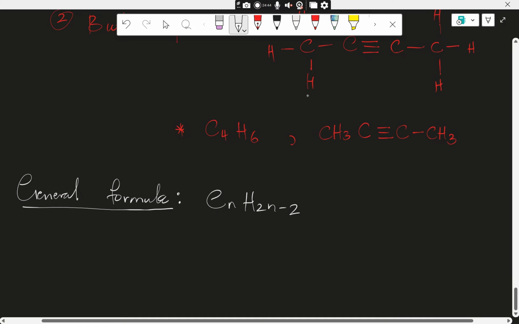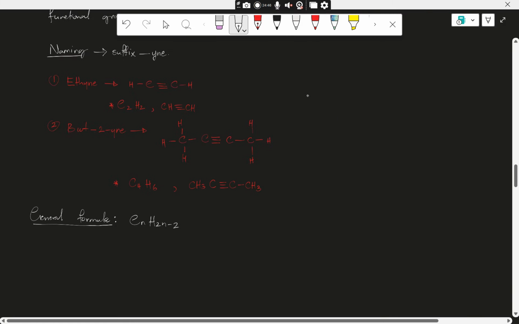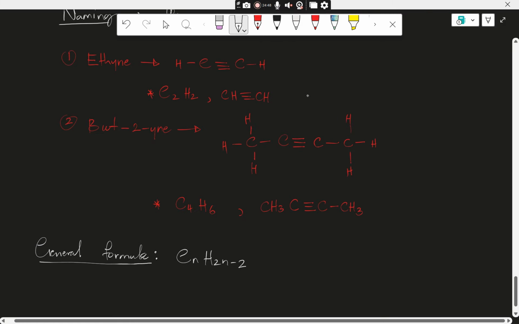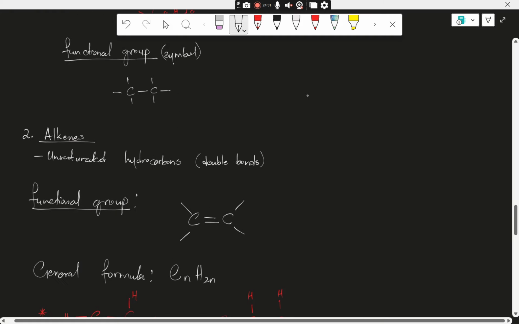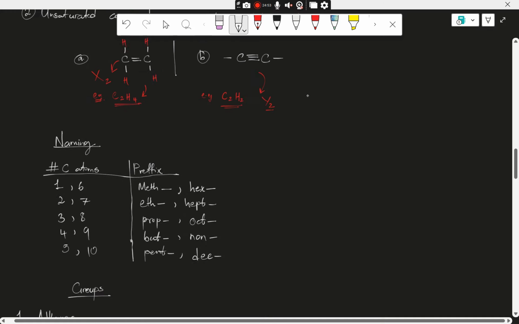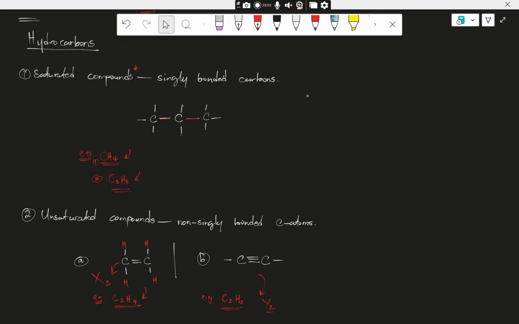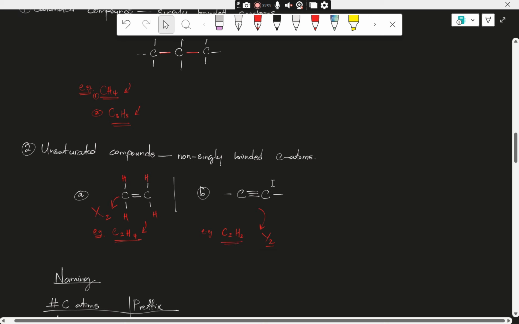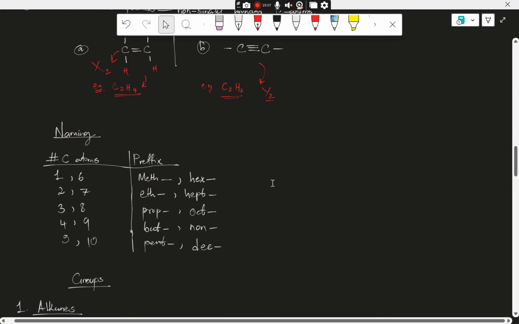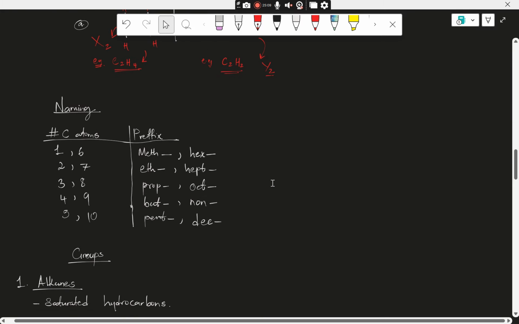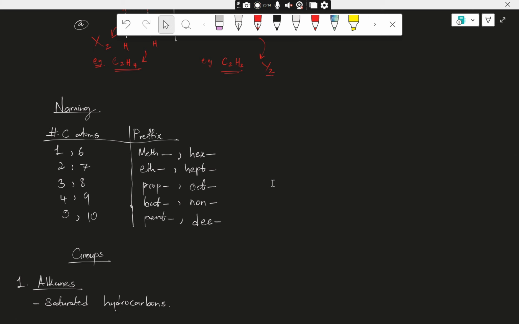So let's just do a recap. I think we've gotten everything from this. We'll start from where we started. We talked about hydrocarbons, right? Saturated compounds are singly bonded carbons, and we looked at the structural formula, unsaturated, the structural formula, and then the naming. These are prefixes. If you have one carbon, what is the prefix? You have two, what's the prefix? Six, what is the prefix?